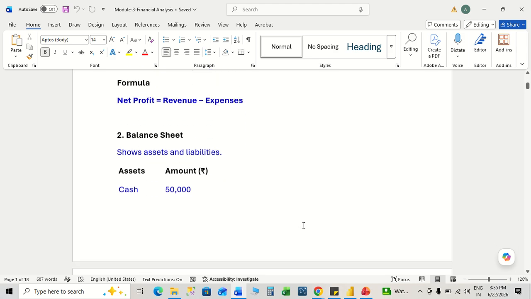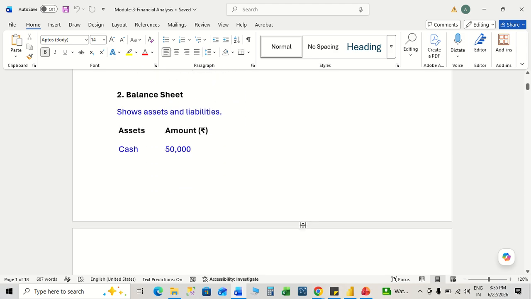Then we have a balance sheet. What is a balance sheet? It shows the assets and the liabilities. Hope you understand what is an asset and what is a liability.